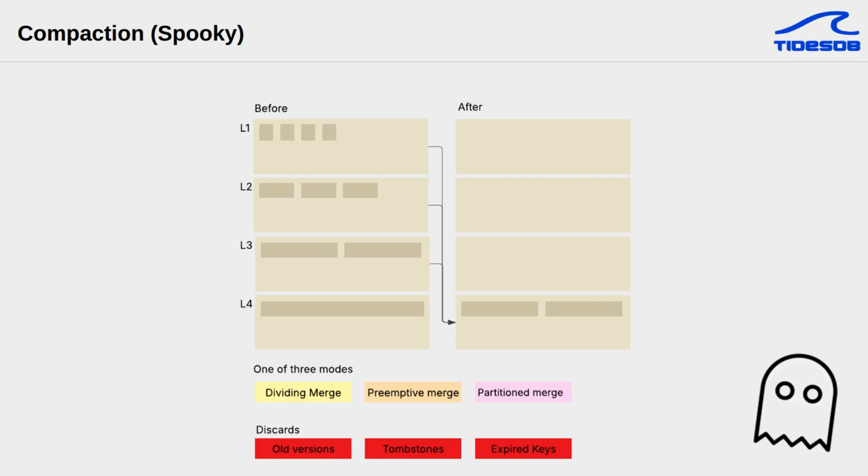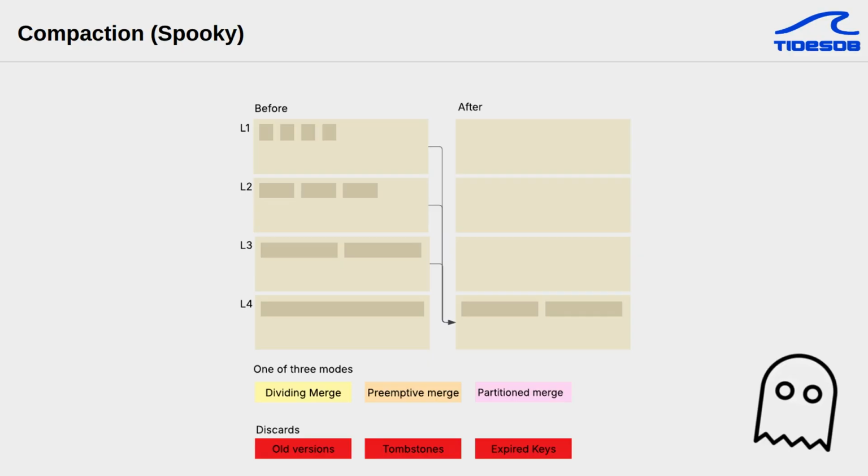Now we have this idea in TidesDB of a dividing level. The dividing level is a computed target near the bottom of the tree, and this is all configurable at the column family level. This is where most merges really aim to be.